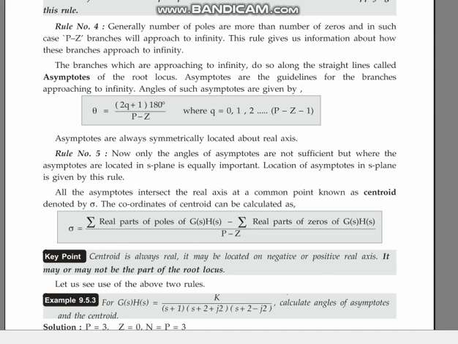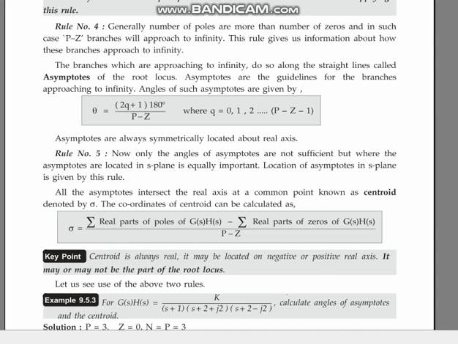So the angles of such asymptotes are given by the following. These asymptotes are the guidelines for the roots to approach infinity. How do we find them? That is based on angles. The angles are calculated by theta equals (2q plus 1) times 180 degrees divided by (p minus z). Here p is the number of poles, z is the number of zeros, and q varies from 0, 1, 2, 3, and so on, up to p minus z minus 1. These asymptotes are always symmetrically located about the real axis. We'll see an example later.